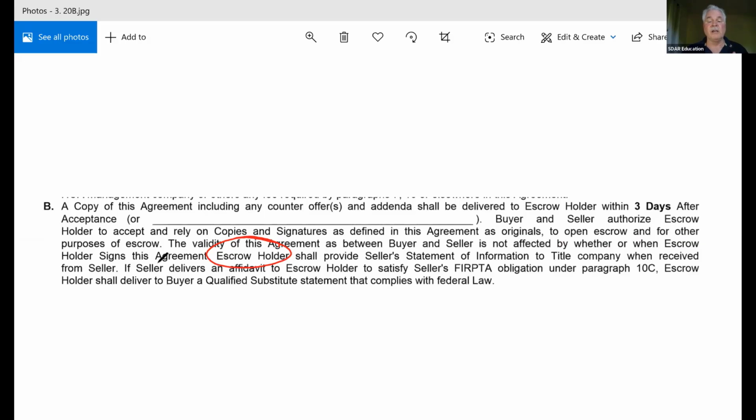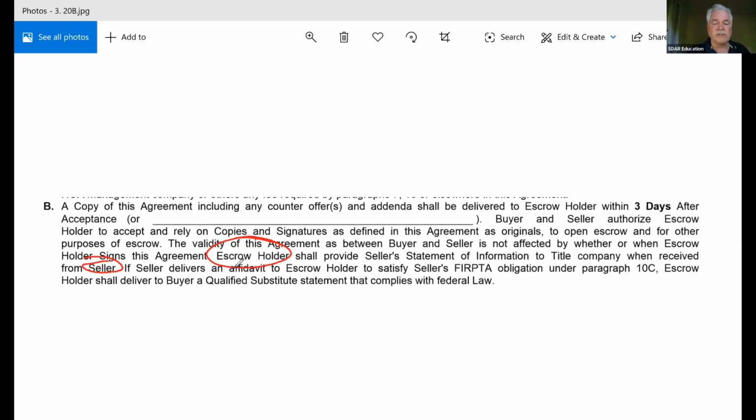Okay. Escrow holder shall provide seller's statement of information to the title company. Okay, so the seller's statement of information is something that the seller agrees by contract to return within a specified period of time according to the contract. Okay, when received from the seller. So we fill it out. It came from title. We fill it out. We give it to escrow. Escrow then forwards it on to title. And by the way, they forward it on now, not a week from now. Okay, I've had that experience.